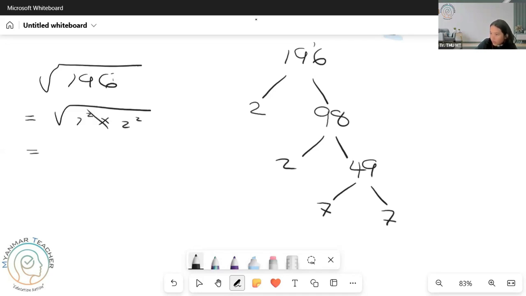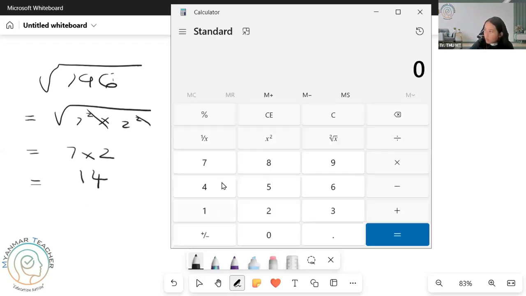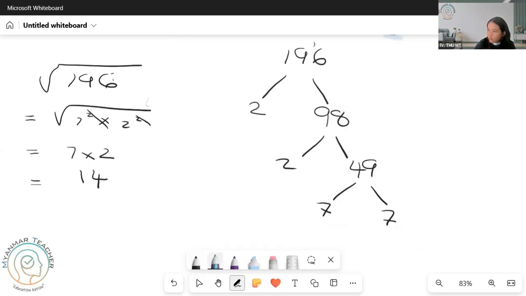But then we take out the squared part. So it would be 7 times 2, which equals 14. And I'm going to take out my calculator just to check 14 times 14. So to check, 14 times 14 equals 196. So it's correct, and using a factor tree does work. Let's continue. So that's basically how to find all of them.